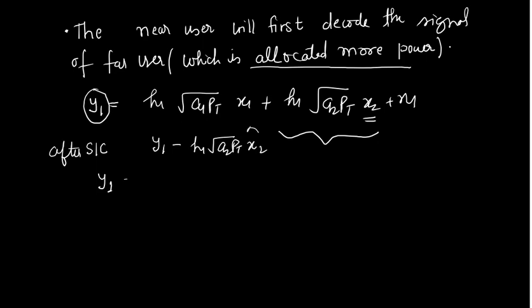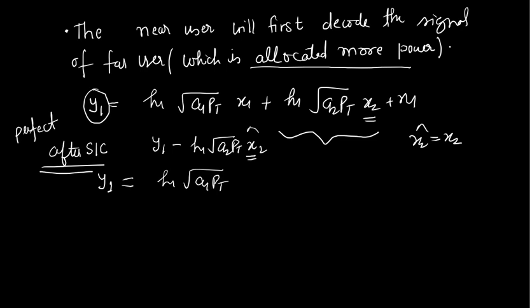Most of the time we assume that this decoding is perfect, which means x2 hat is equal to x2. So this will completely go away. And if the SIC process is not perfect, then there will be some error left. But for now we are assuming perfect SIC, meaning x2 hat is equal to x2. So y1 will be h1 root a1 pt x1 plus n1.